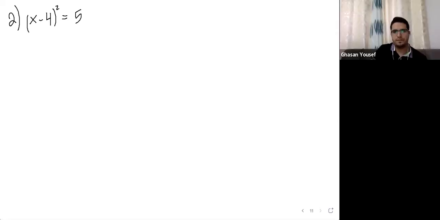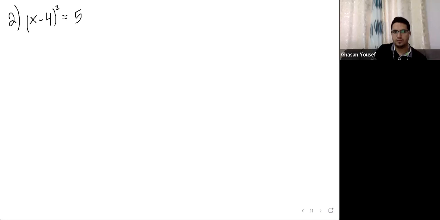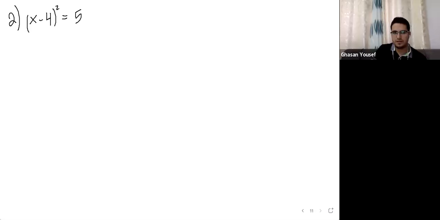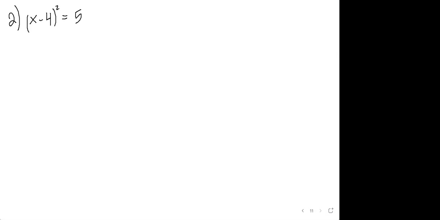Yes, sure. I think you can take the square root of both sides. That's one way of doing it. So when you take the square root of both sides, that square root cancels, and then that equals x minus 4 equals the square root of 5, and then you add 4 on both sides.